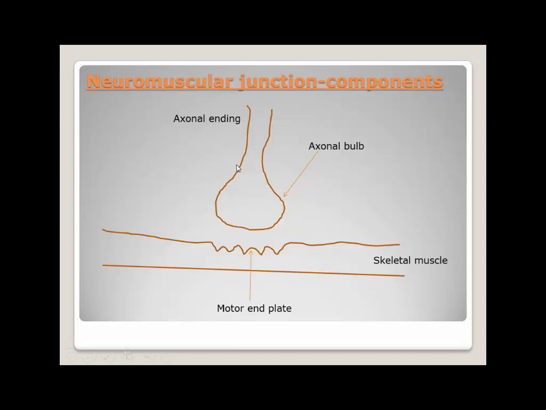Now, although this axonal ending comes very close to the muscle cell, they don't actually touch. The space between the two is called the synaptic cleft. So these are the major components here of the neuromuscular junction.